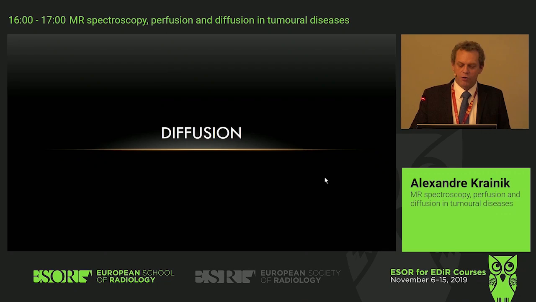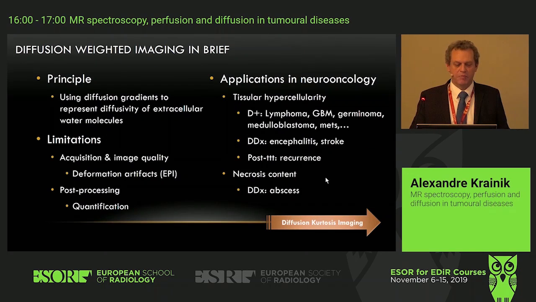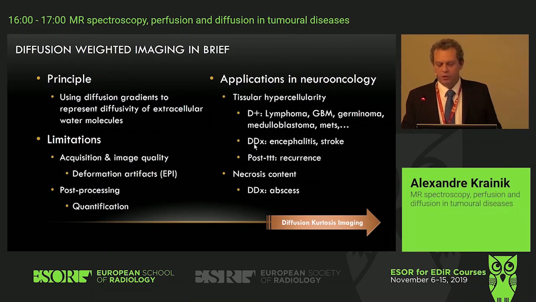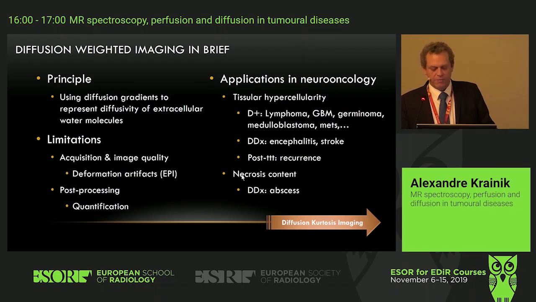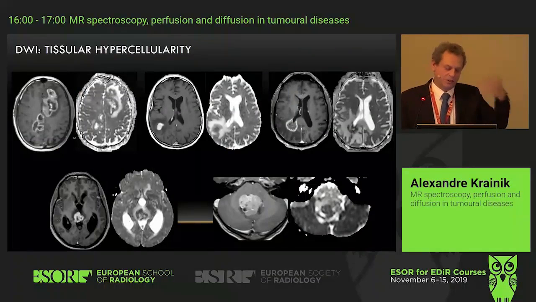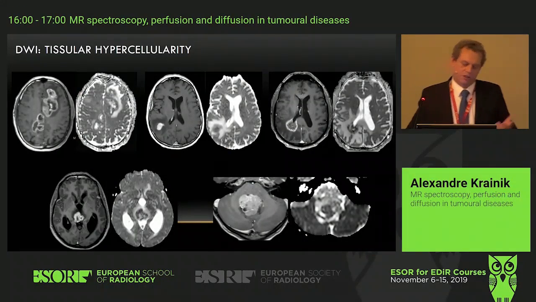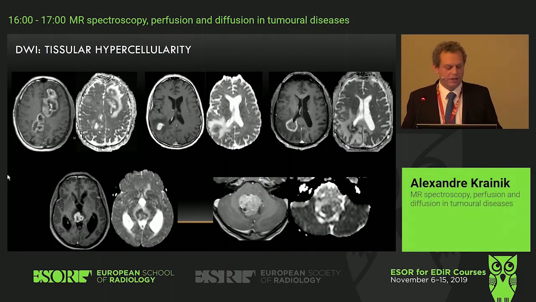Okay, then now let's move to something much easier, diffusion imaging. Diffusion imaging, you know this principle from the stroke history. In tumor, it reveals mainly the cellularity of the tissue, the tissular part, and for the necrotic part, it's going to help you to distinguish it mainly from abscess. Okay, and there's a lot of advance in this field, but let's say that it could be another time.